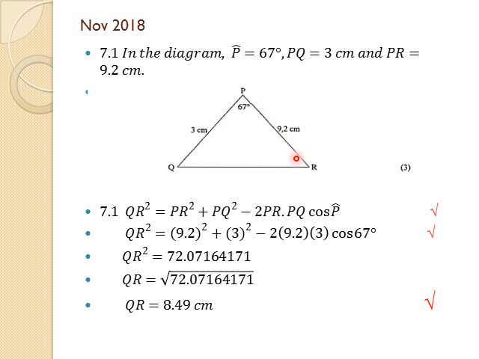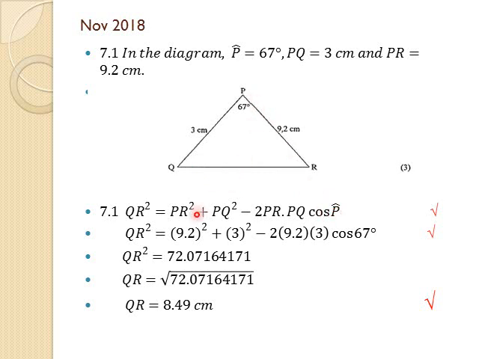So if we go to the previous lessons, when and how to use the cosine rule, you'll see if I have two sides given and an inclusive angle, I will always use the cosine rule. So we have to find QR. QR squared would equal PR squared plus PQ squared minus 2 PR PQ cos P degrees.